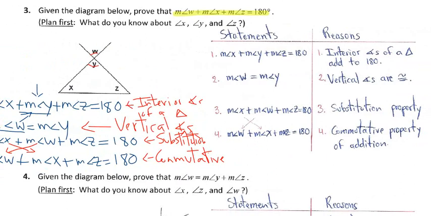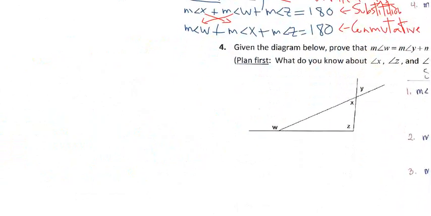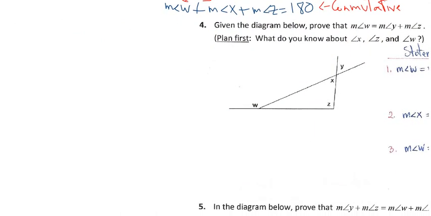So now we're going to continue to number 4. Number 4 says, given the diagram below, prove that the measure of angle W is equal to the measure of angle Y plus the measure of angle Z. So angle W equals the measure of angle Y plus the measure of angle Z.